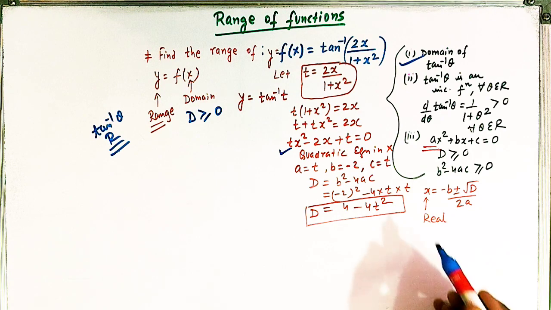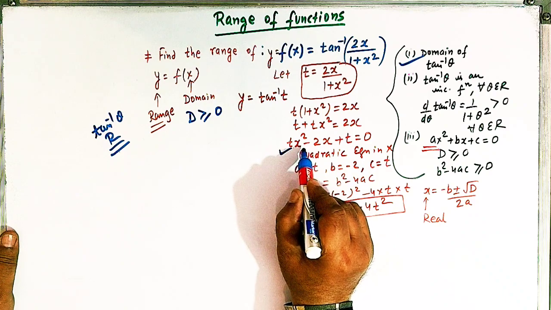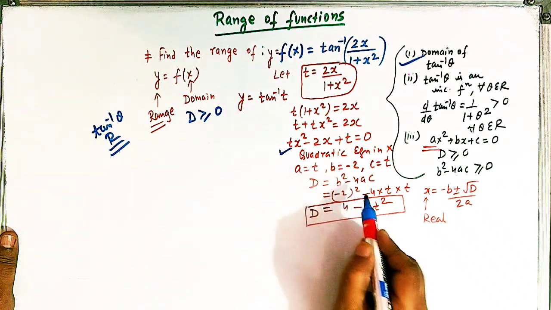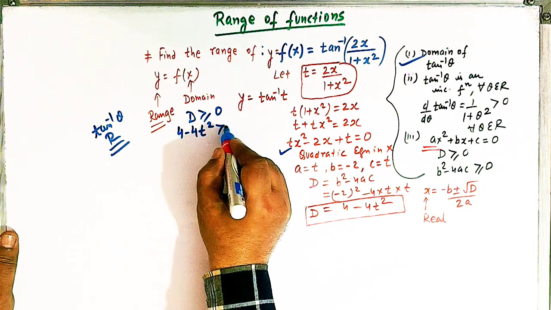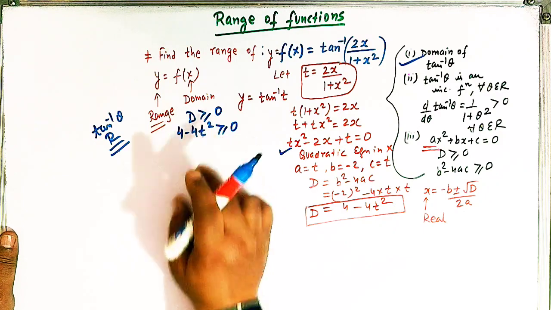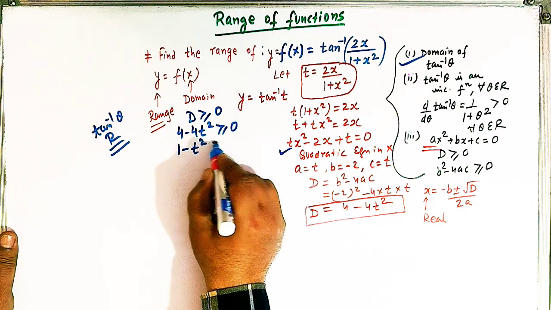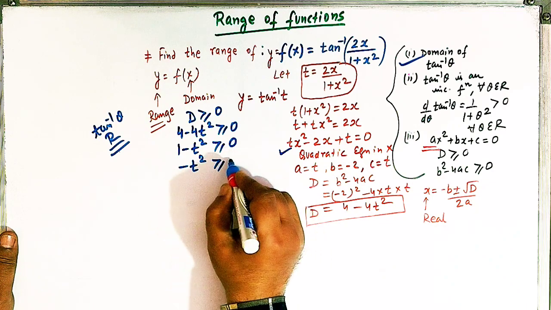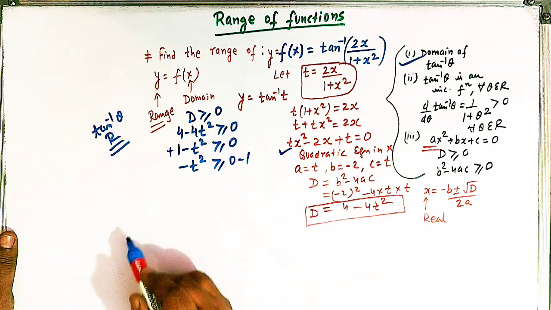So when the domain that is x is real, then the roots of this quadratic equation must be real. So d is greater than or equal to 0, and d is 4 minus 4t square greater than or equal to 0. Now here we can solve this inequality. Dividing both sides by 4, we have 1 minus t square greater than or equal to 0. So we have minus t square greater than or equal to 0 minus 1, taking this 1 to the right hand side.